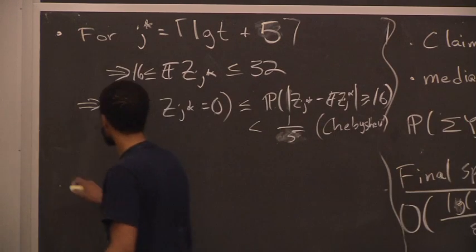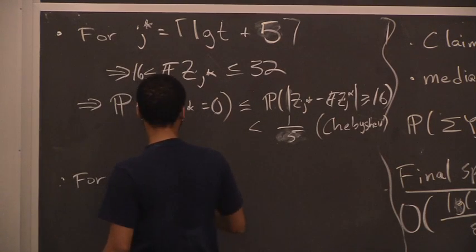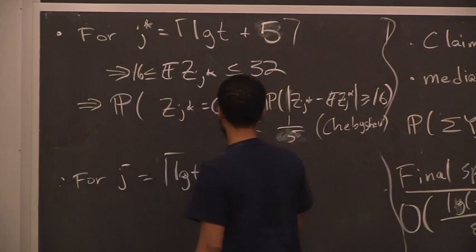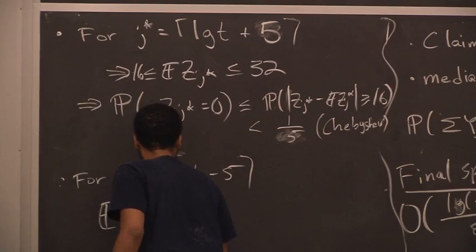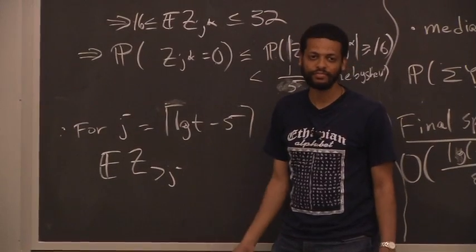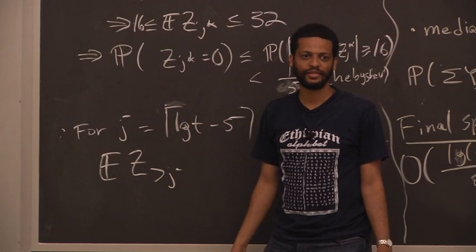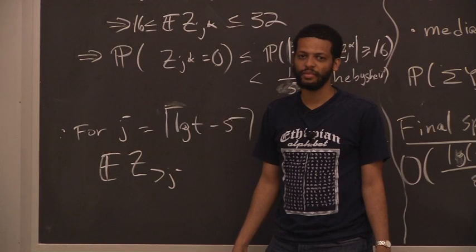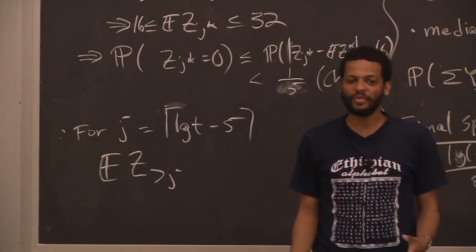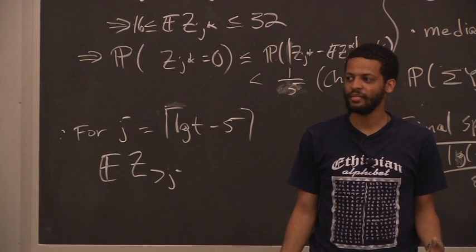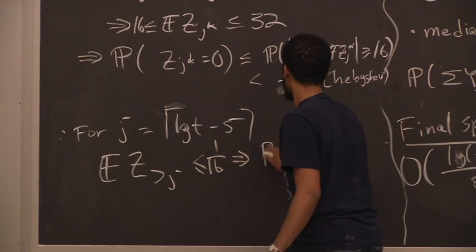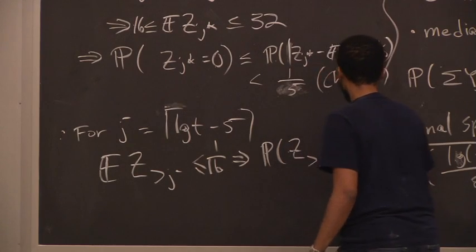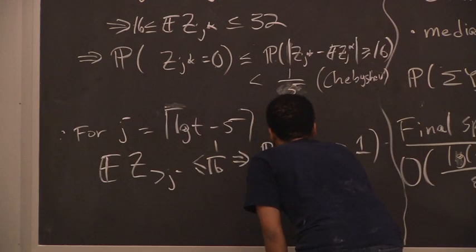And then similarly, for j minus, which is like log t minus 5, right? How many people do we expect there? How many people do we expect to have a least significant bit bigger than j minus? Something like 1 over 16. Right? But by Markov, so then what's the probability that we see 1 at all? That means we have to be a factor of 16 bigger than our expectation. But by Markov, that happens with probability at most 1 over 16, right? So this thing is at most 1 over 16, which implies the probability that z bigger than j minus is bigger than 1, that we see anyone at all, is at most 1 over 16 or something.